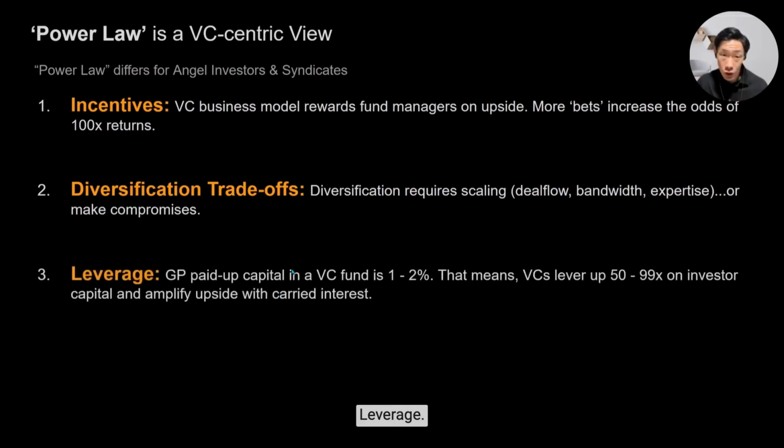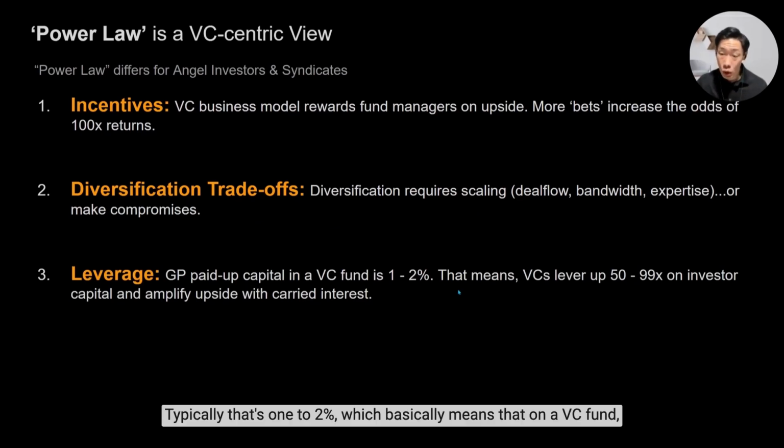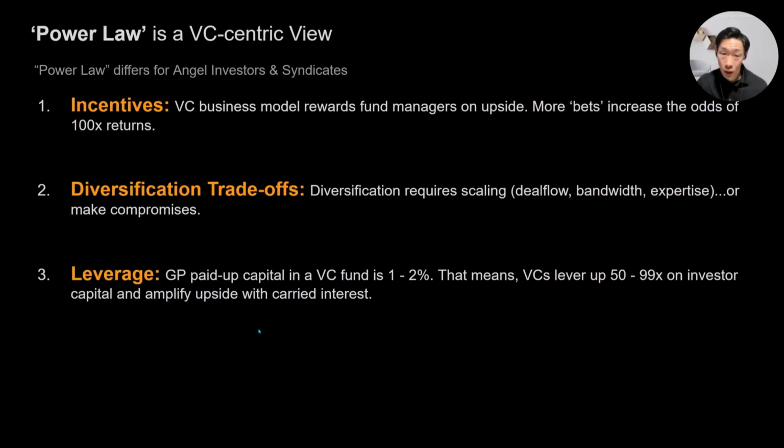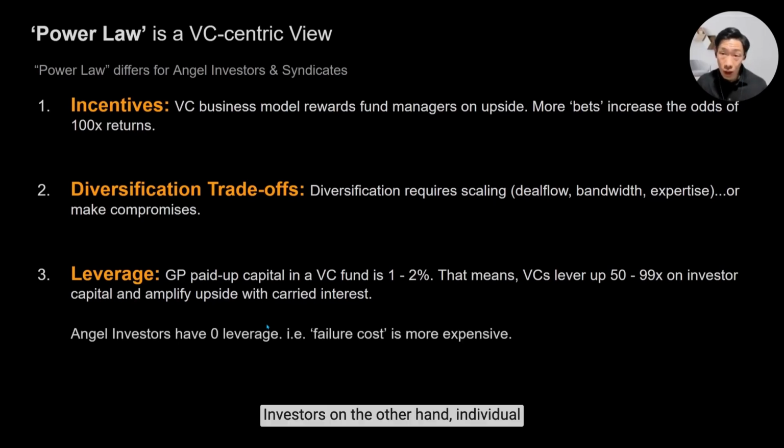Next, leverage. In a VC fund, there's a concept called paid up capital. This is the amount of contribution from the partners to show skin in the game. Typically, that's 1 to 2%, which basically means that on a VC fund, the VCs are able to lever up 50 to 99 times on investor capital. They get to amplify the upside with carried interest. Investors, on the other hand, individual investors, have zero leverage, so the failure cost is more expensive.